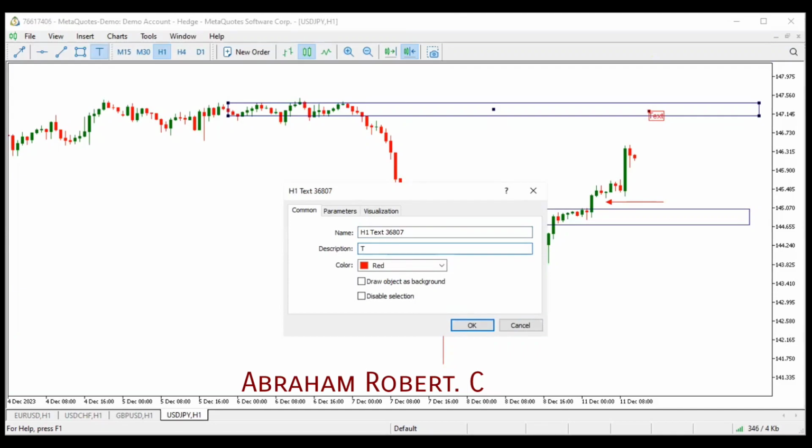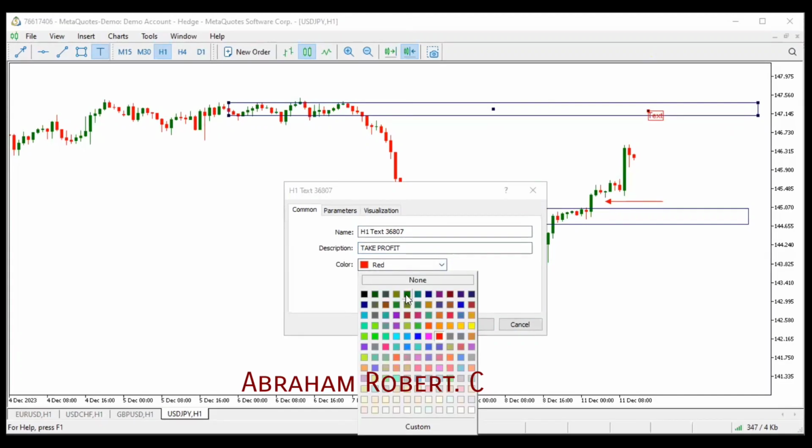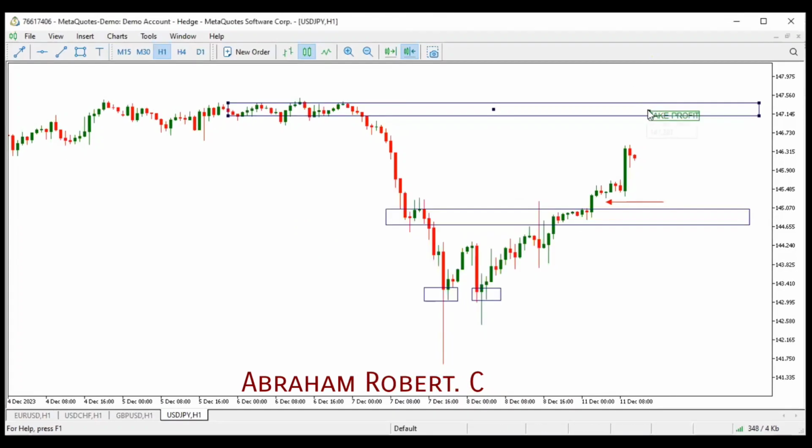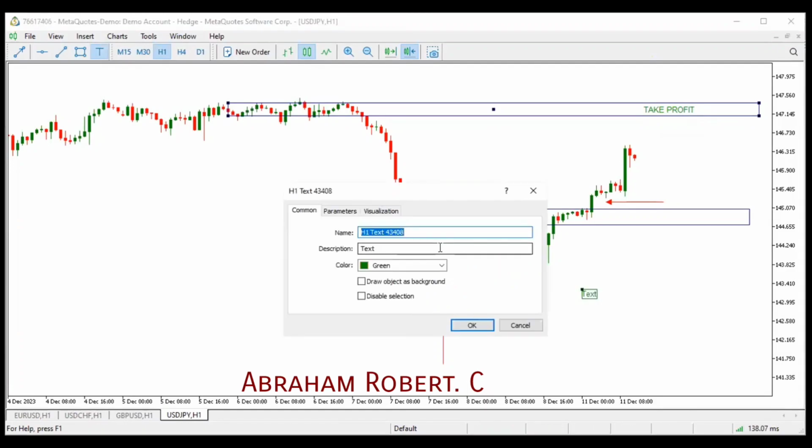Okay, take profit. Now, if I'm to enter from that candle, this will be my take profit. And my stop loss will be at this level, so that I'll be targeting 1:1, because there's every tendency that the market can reverse from that particular area.